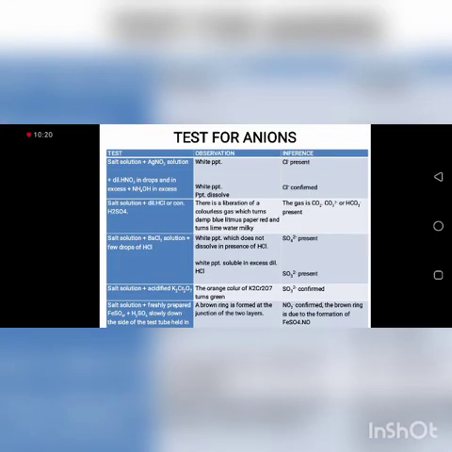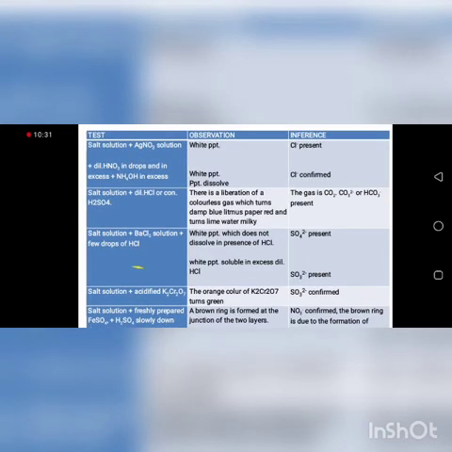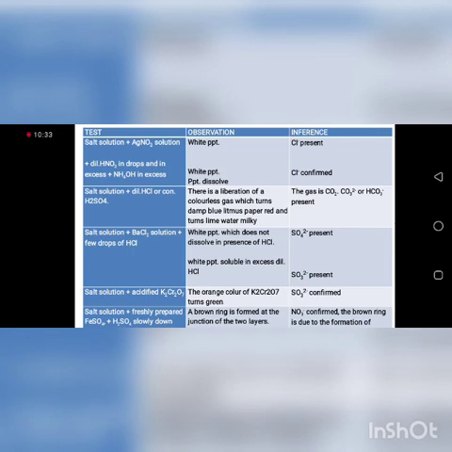Let us now quickly look at the tests for anions. They are negatively charged ions. Okay, so let's see how you can identify the chloride ion. To the unknown sample solution, we add silver trioxonitrate 5 solution, and a white precipitate is formed. It shows that the chloride ion is present.